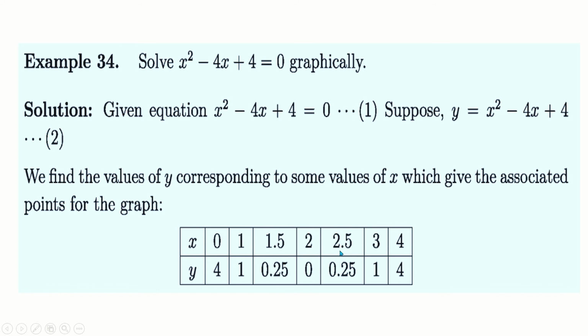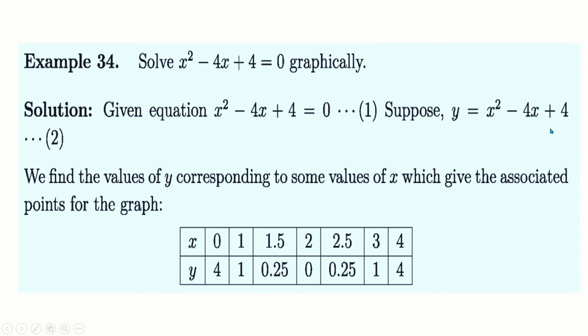When x is equal to 0, y is equal to 4. When x is equal to 1, y is equal to 1. That means 1² - 4 × 1, that is 1 - 4 + 4, the 4s cancel, so only 1 remains. When x is equal to 1.5, then y is equal to 0.25. By using a calculator you can find the value, no problem.